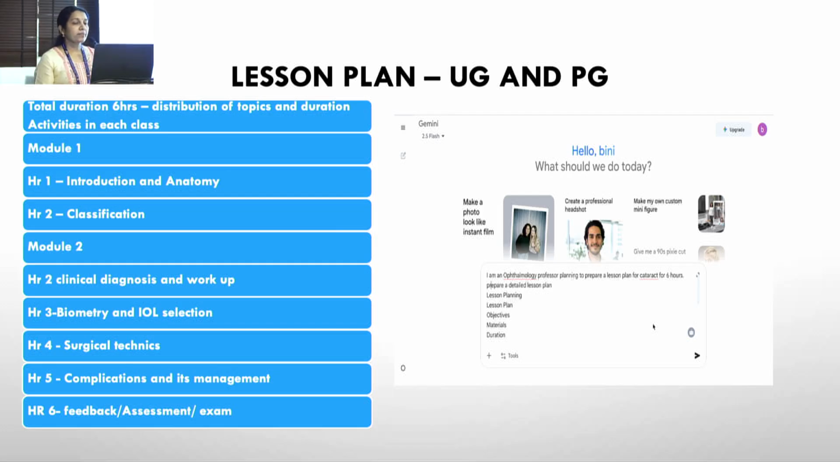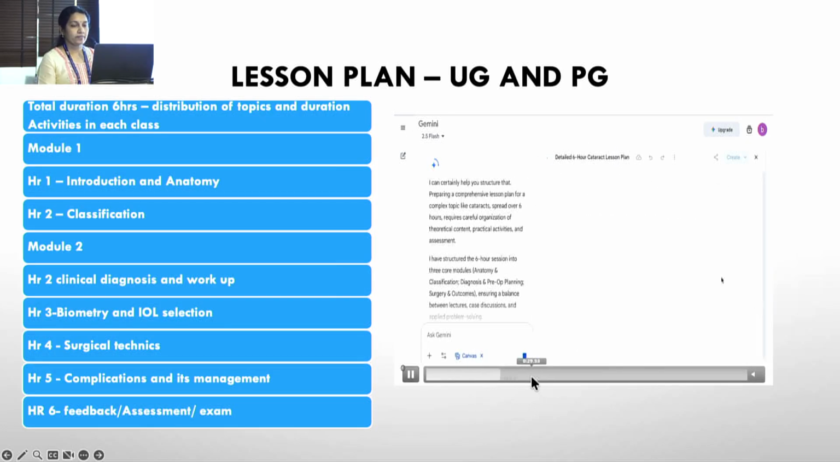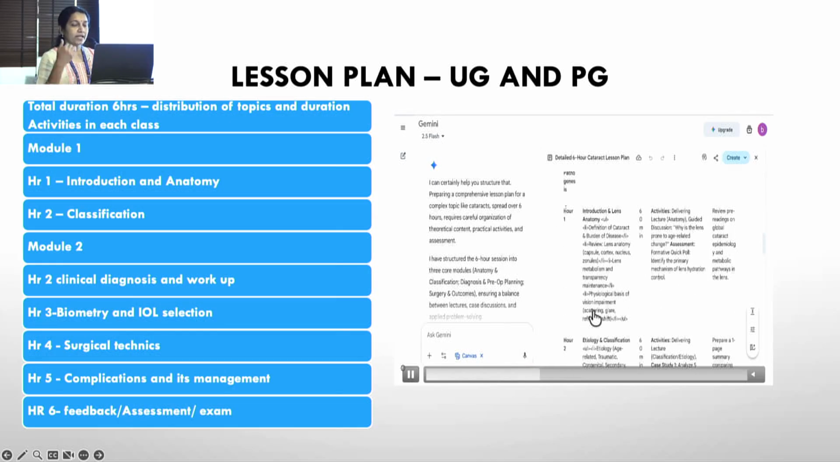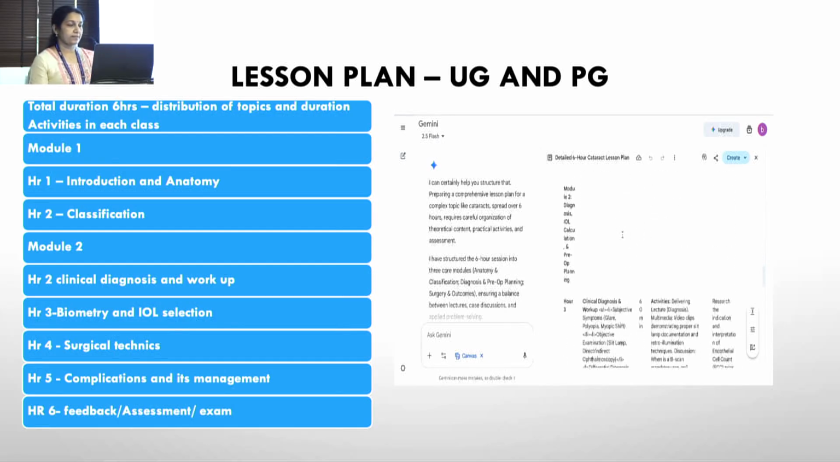Similarly, a lesson plan can be prepared for PGs and UGs. Suppose I want to create a lesson plan for the topic cataract. The total duration I get is 6 hours. If I give the prompt to the AI, it will give back the distribution of topics and duration and the activities in each class. Here again the tool used is Gemini. Here I am giving the prompt. It's giving an hour-by-hour distribution of topics and what activities we can do in each class.